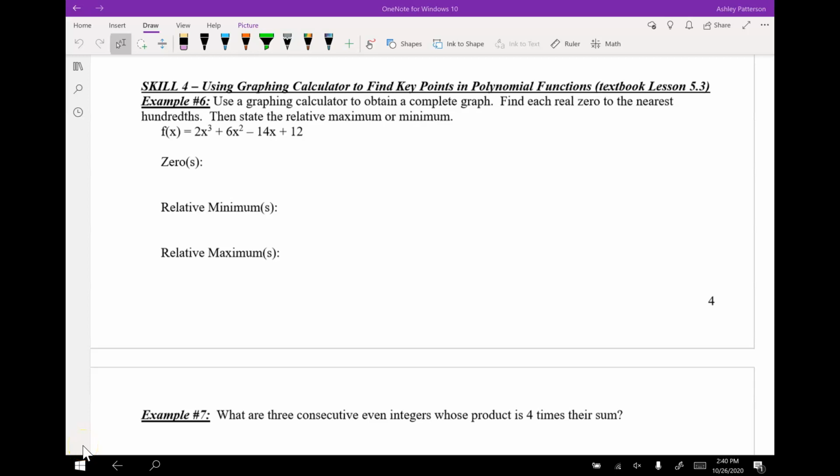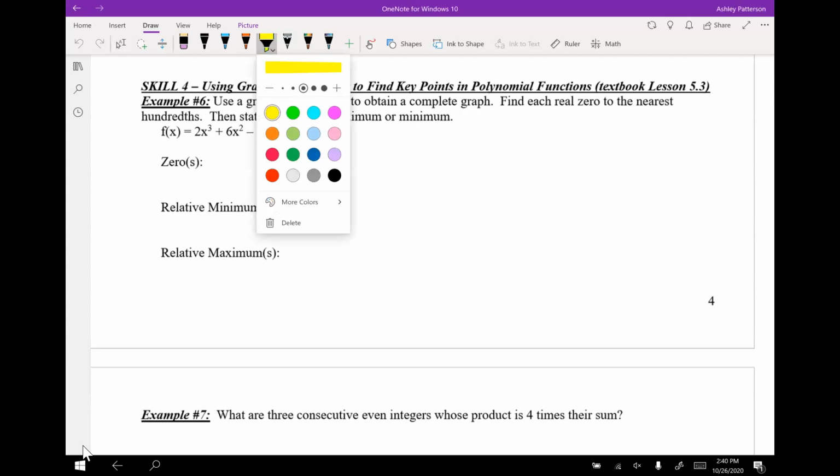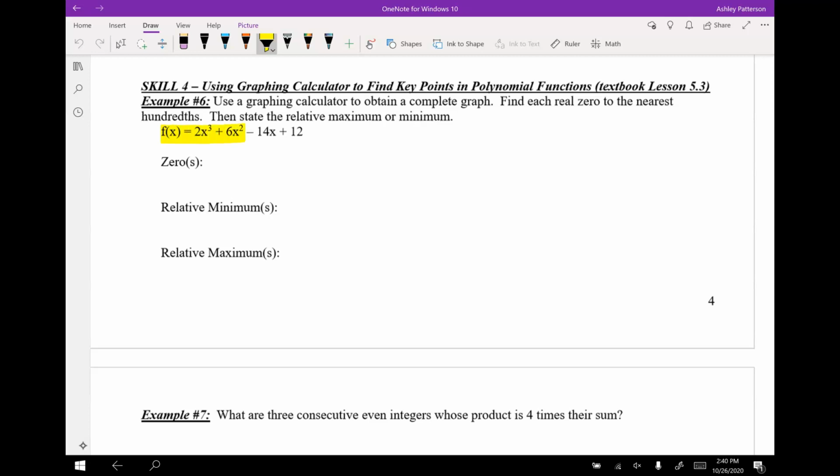Welcome to Skill 4. This is all about using a graphing calculator to find key points in our polynomial functions. Notice we are given this particular function and asked to find each real zero to the nearest hundredths and state the relative maximum or minimum, if they exist. So let's go to our graphing calculators and see if they exist, and we'll write them down.